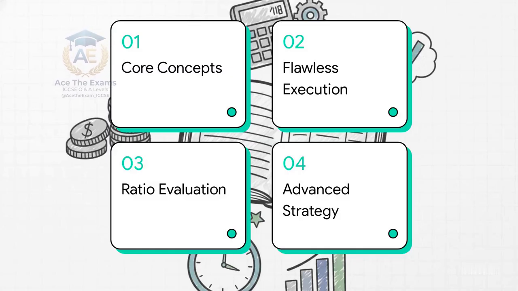Here is our A-star blueprint for today. Number 1, core concepts and terminology. Number 2, flawless step-by-step execution. Number 3, mastering AO3 ratio evaluation. And we'll wrap up with number 4, an advanced examiner strategy guide. Let's get straight into it.